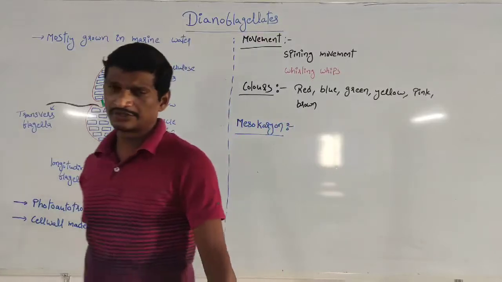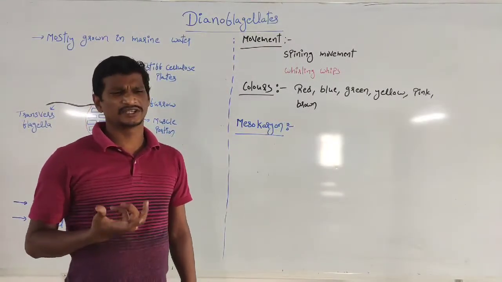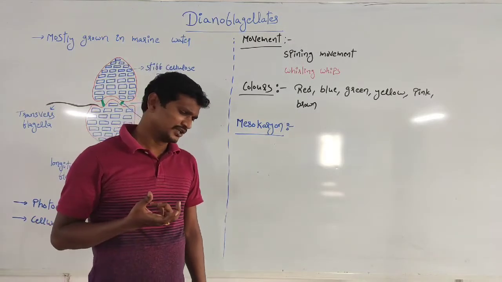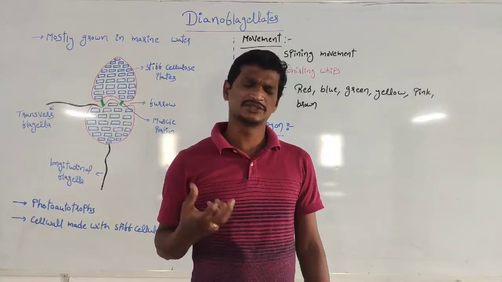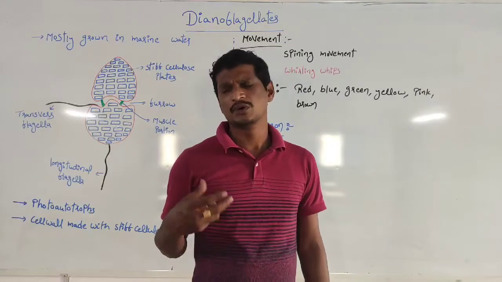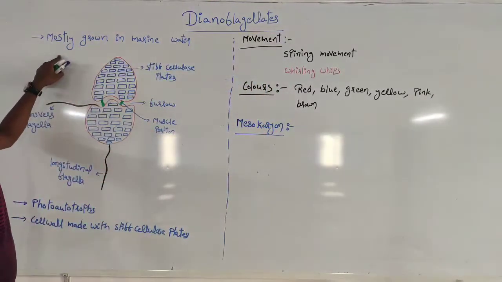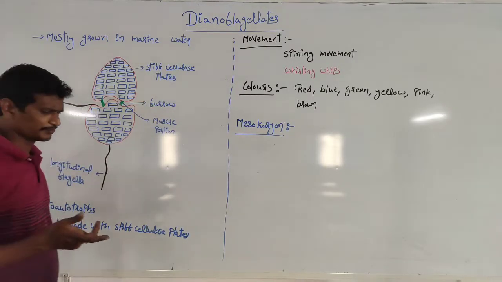Today in class we are going to discuss dinoflagellates. These are the second type within protist organisms. They are also grown in marine environments, mostly in the oceans. The very first point here: mostly grown in marine water. And dinoflagellates, "din" means two.